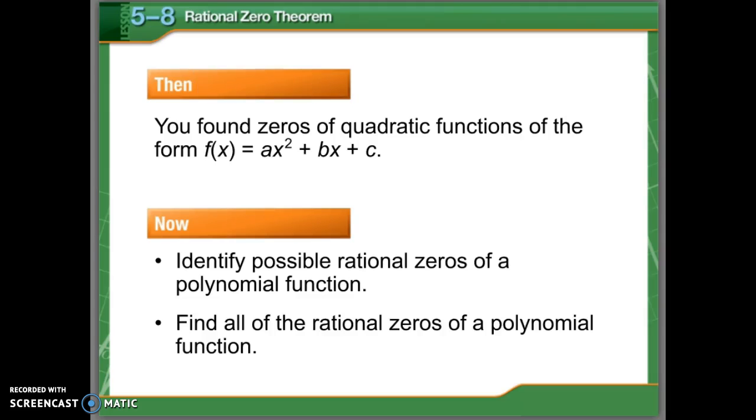So in previous lessons, we have found zeros for quadratic functions of the form ax squared plus bx plus c. And in this lesson, what we're going to do is identify possible rational zeros of a polynomial function and then find all of the rational zeros of a polynomial function.